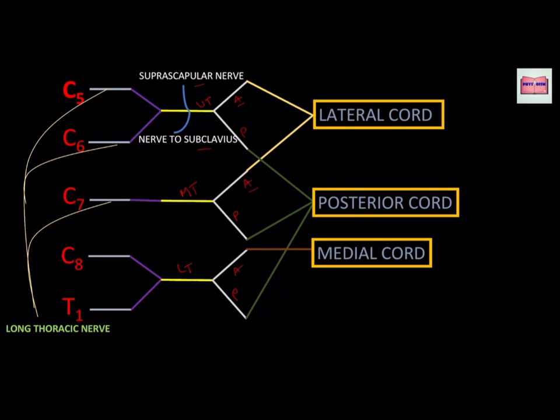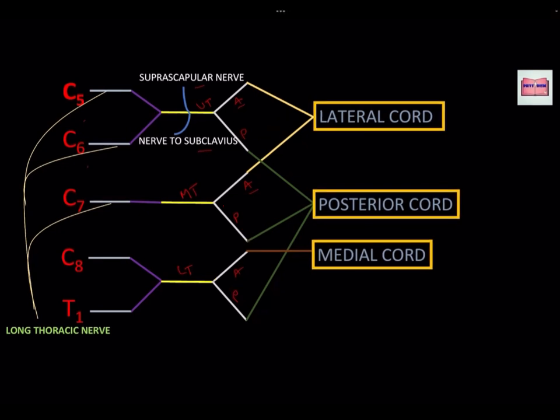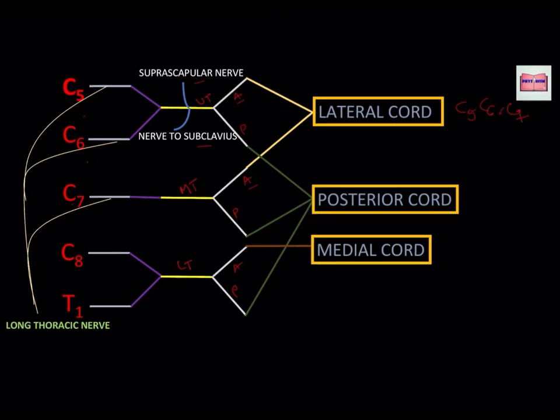So this upper trunk is again coming from C5 and C6. So if you take the root value of the lateral cord, firstly you will have to write C5 and C6 because it is coming from C5 and C6. And if you see the next division, like in the middle trunk, this lateral cord is also arising from the anterior division of the middle trunk. So you should also add C7 to the root value. So now what is the root value of the lateral cord? It is C5, C6 and C7.